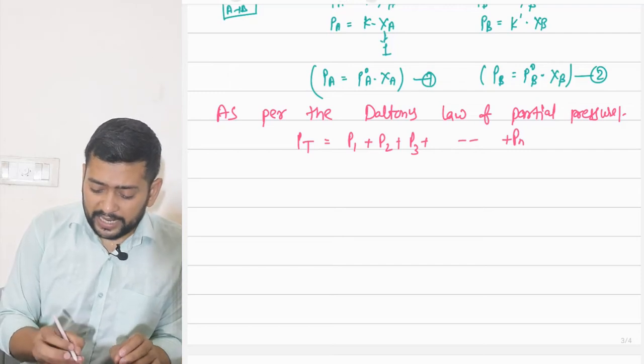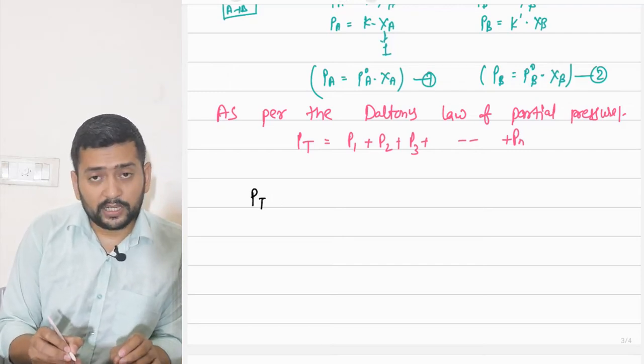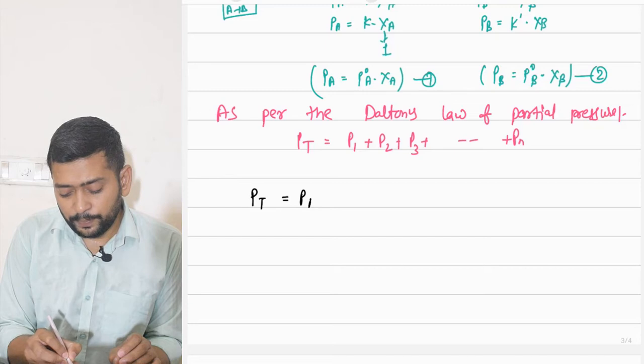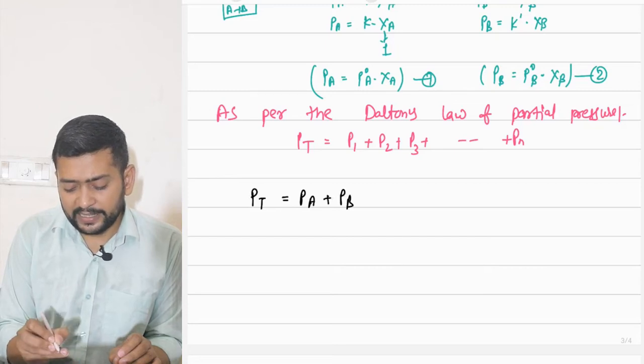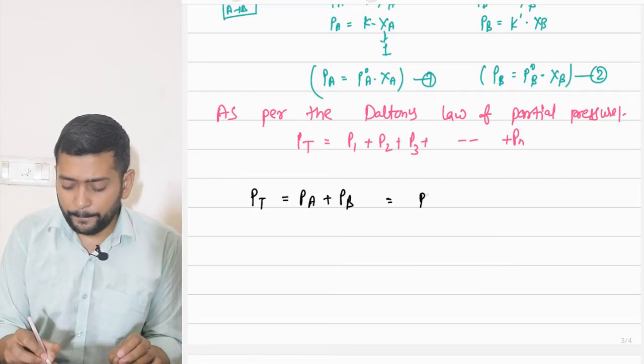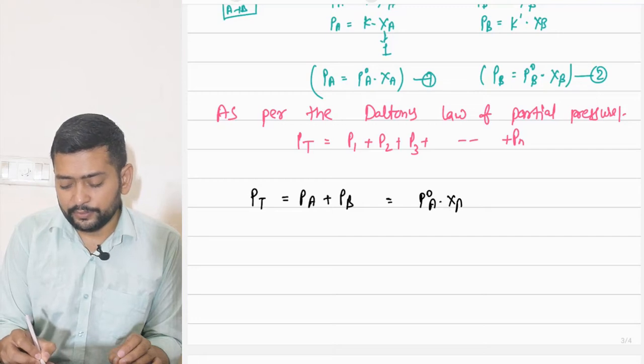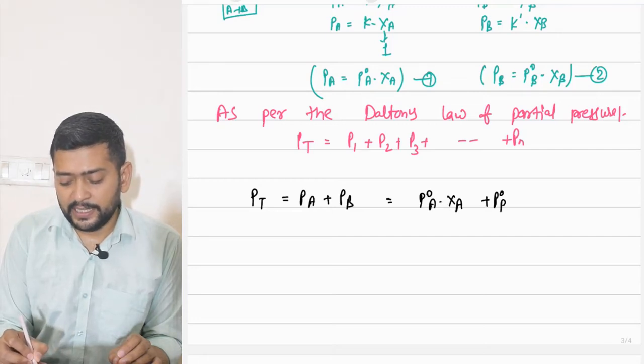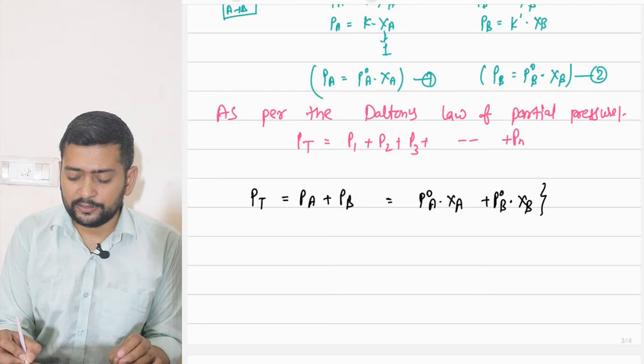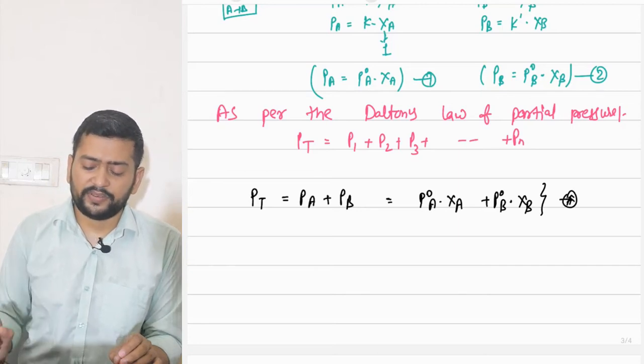Now, I can write that total vapor pressure will be equal to PA plus PB. I can write it this way. So it will become P naught A into zeta A plus P naught B into zeta B. So this is what we are going to have, and this is your final equation.